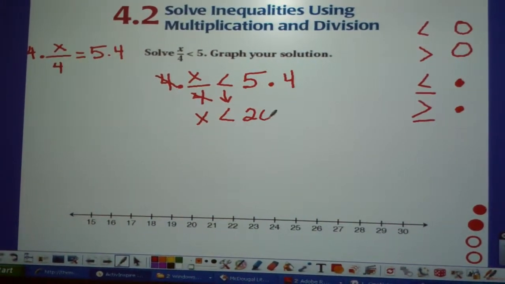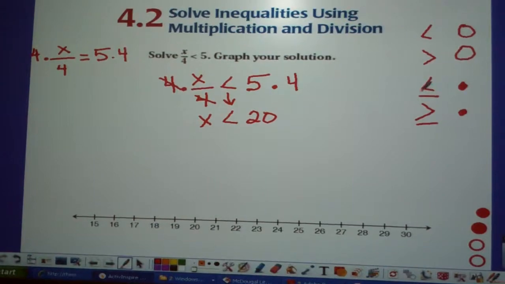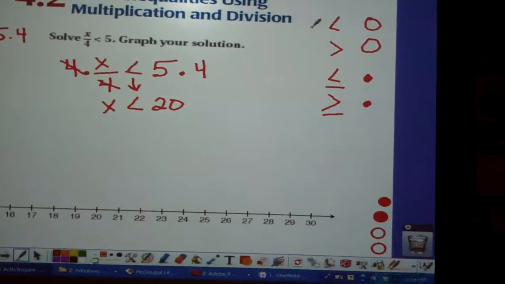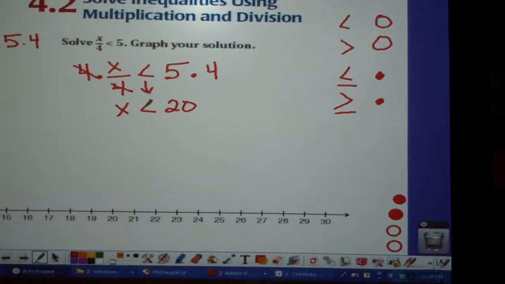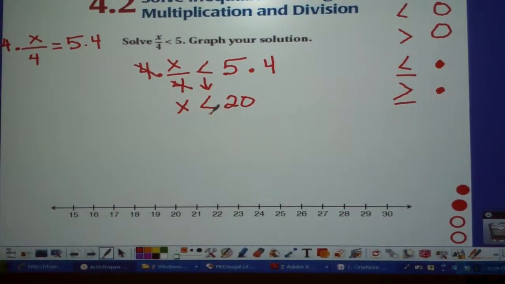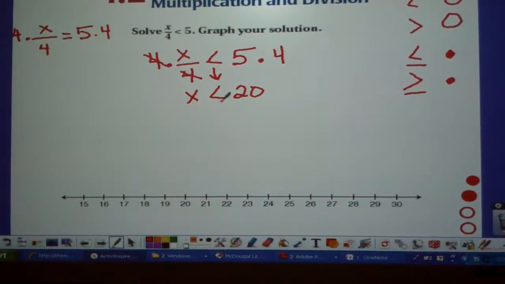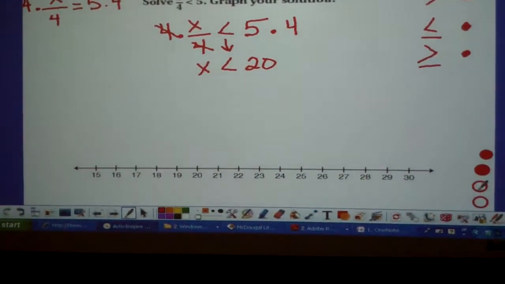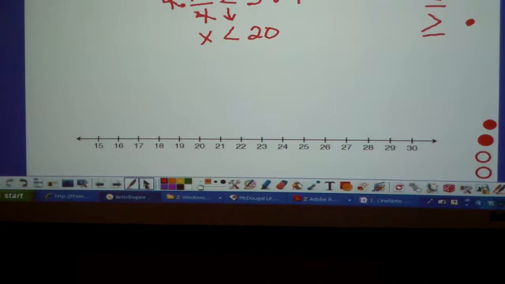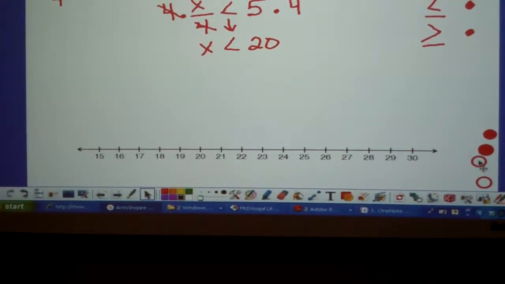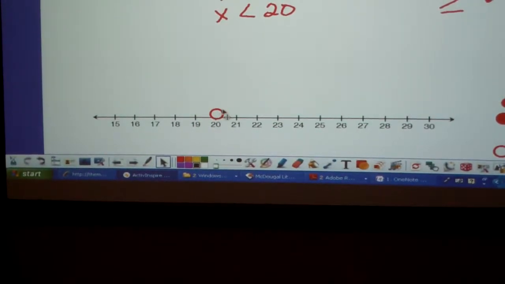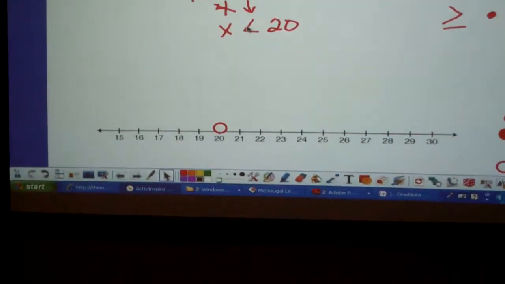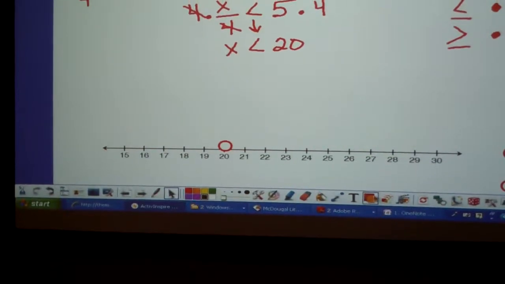so x is less than 5 times 4, which is 20. Now, since my sign is this one, I know that it's an open circle. It does not have a line underneath. So it's going to be an open circle at 20. I'm going to place this on the 20, and now x has to be less than 20.